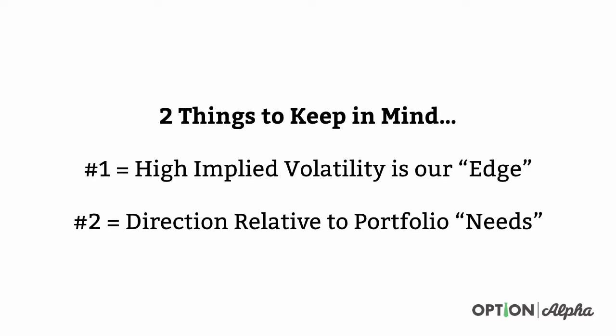So here are two things to keep in mind. And again, this all revolves around low-hanging fruit. And we'll actually do some scanning right now on this video at the time that we're recording this. But two things you want to keep in mind are, number one, high implied volatility is our edge. So if you're going to focus on anything as far as scanning, something like high implied volatility has to be at the center point of how you quickly find trades.